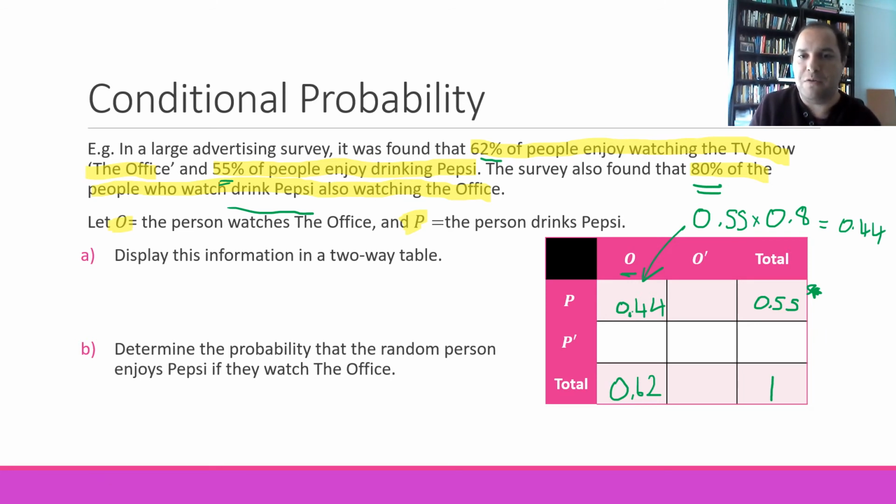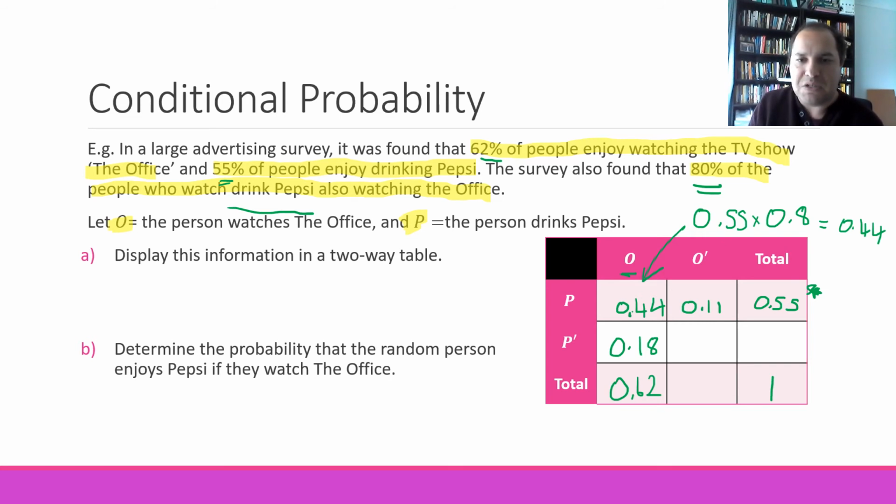So 0.44 plus some number gives us 0.55. That number should be 0.11. Now going downwards, 0.44, adding some number to that should give us 0.62. That number should be 0.18. So 0.44 plus 0.18 gives us 0.62.